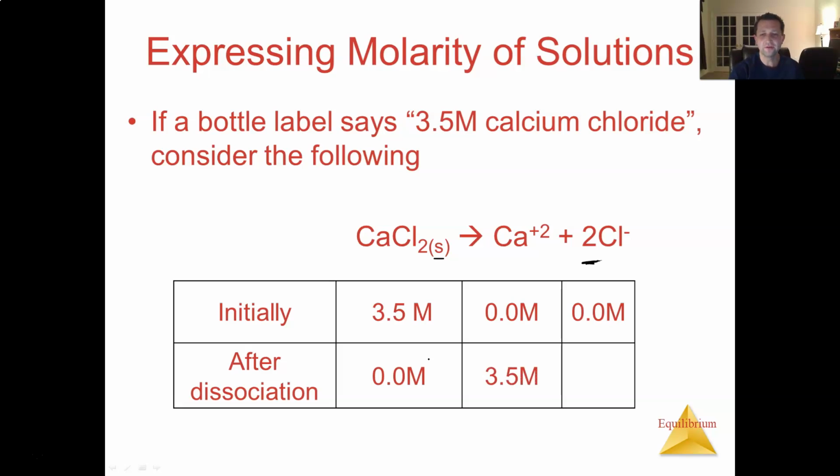We're going to end up with 3.5 molar calcium ion. Then what do you think our concentration of chloride is going to be?